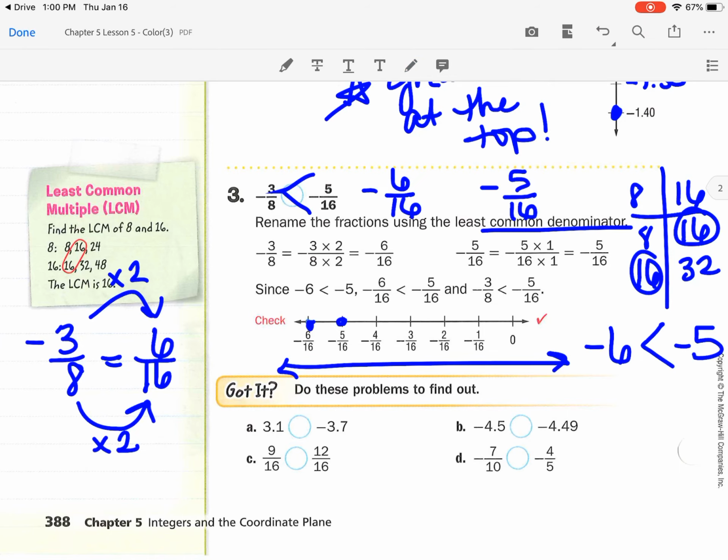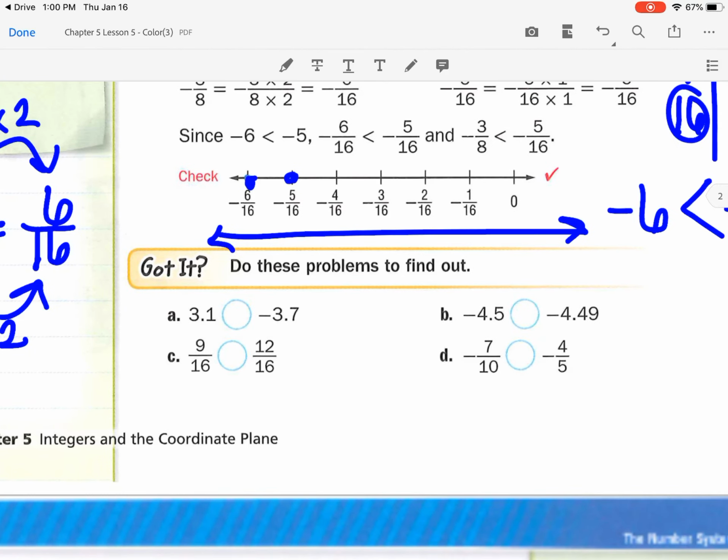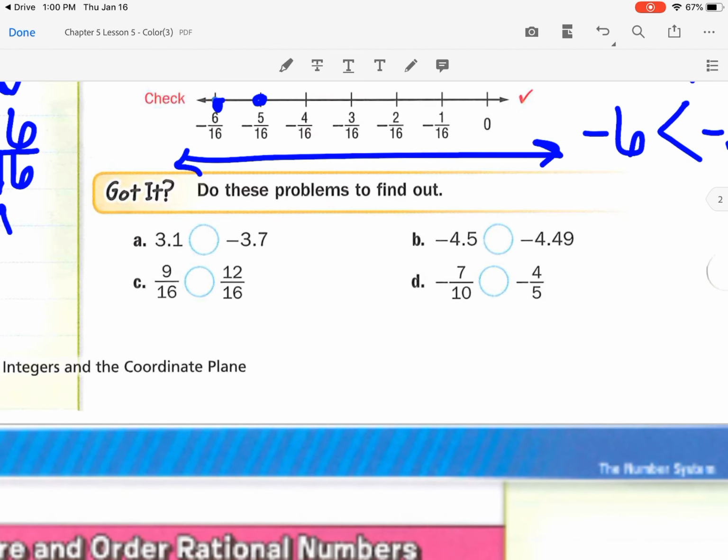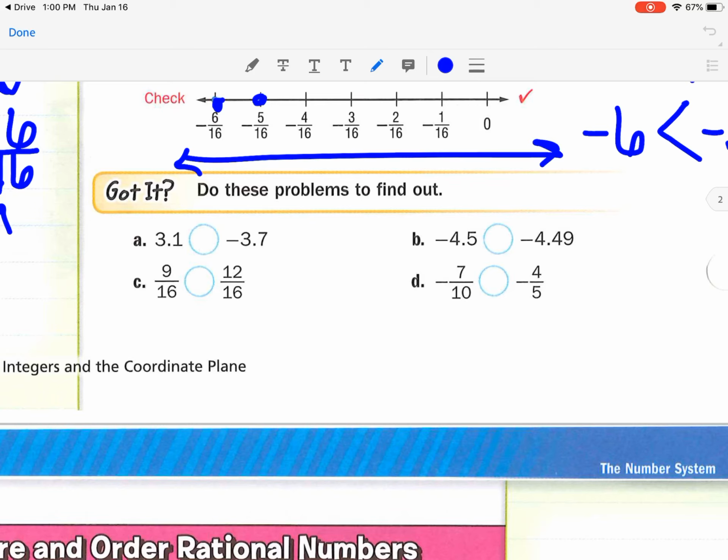Okay, we're going to take a look at some of these problems down here, so go ahead and move on. Let's take a look at A. Well, A is going to be pretty easy because one is positive and one is negative. So I have 3 1/10 greater than, less than, or equal to negative 3 7/10. So I know that my positive number is going to be bigger.